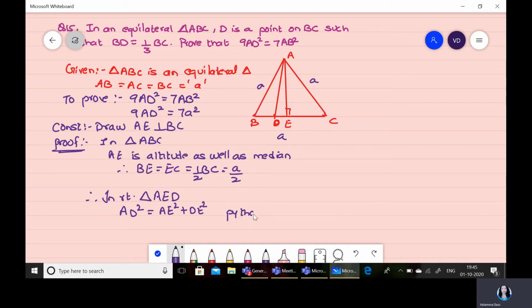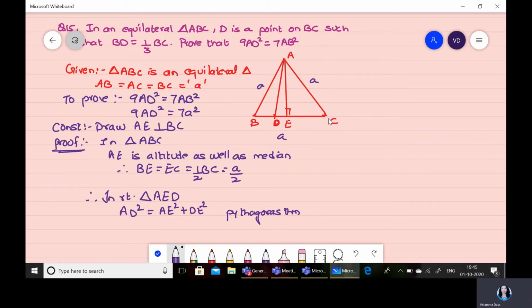Once we have applied that, now we have to check: we require in RHS everything in terms of A. AE is not in terms of A. So can I write AE in terms of A? Yes, by considering triangle AEC.